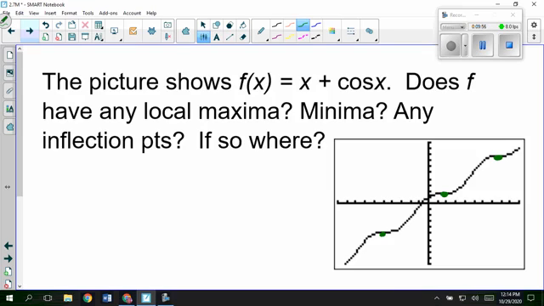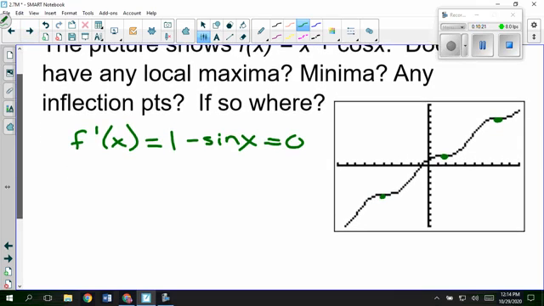Of course, for a minimum or maximum to occur, we need the first derivative to equal 0. So we're going to find the first derivative of our function, and that is 1. The derivative of cosine is negative sine. So we get 1 minus the sine of x, and for a minimum or maximum, we would like that to equal 0.